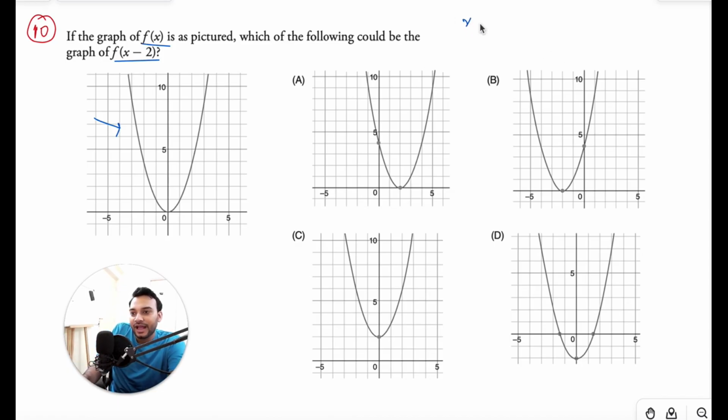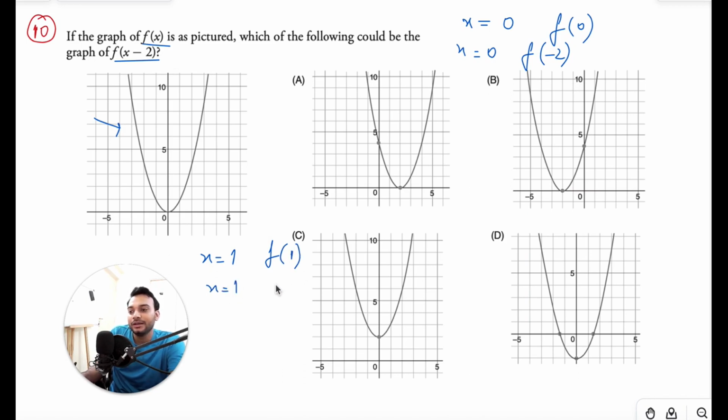Initially, at x is equal to 0, f(0) was occurring. Now at x is equal to 0, it will be f(minus 2). Initially, x is equal to 1 had f(1) corresponding to it. Now x is equal to 1 will have f(negative 1) corresponding to it. So the graph has shifted to the left by 2 units.